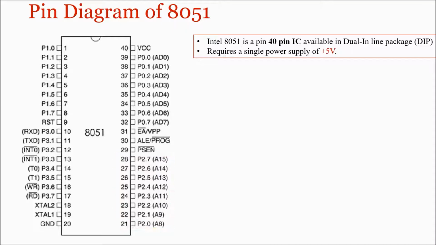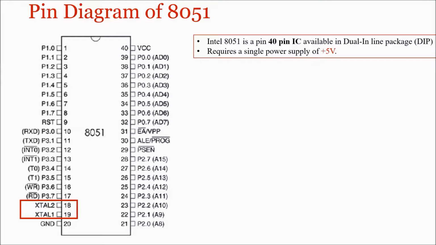The fourth port is port 3. So pin number 10 to pin number 17 are associated with port 3, P3.0 to P3.7. Each pin of this port 3 also has some special function, like RxD, TxD, INT0 bar, INT1 bar, T0, T1, WR bar, and RD bar. The functions we'll discuss in the next lecture.